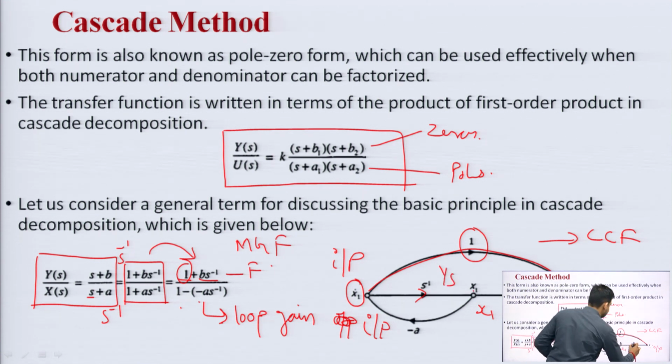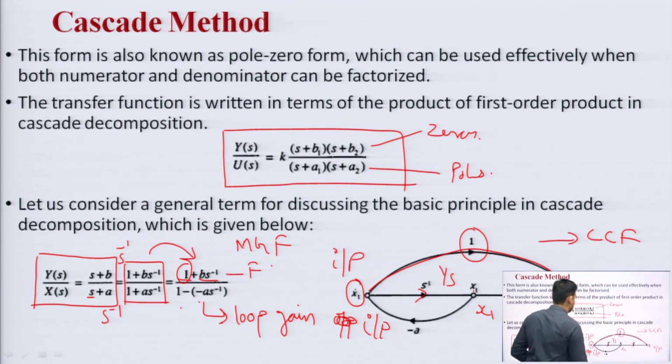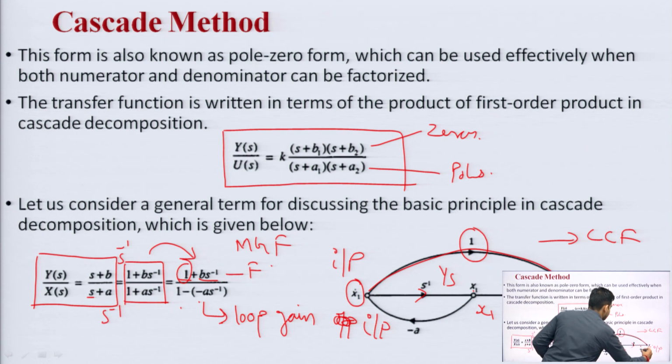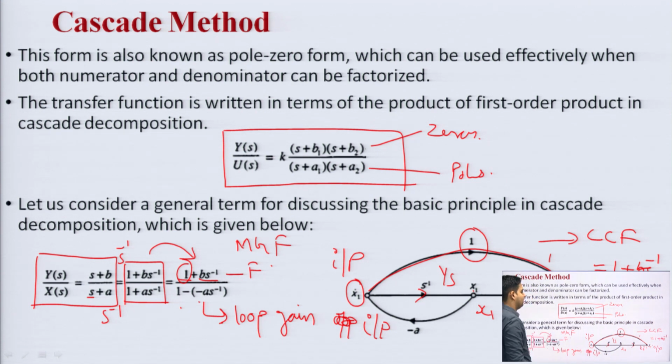And what is the gain of this node? It is B, so I will add B gain here and it will reach the output. So this is B s inverse, and 1 is coming here. So y equals 1 plus B s inverse. In this way I can model my numerator part.